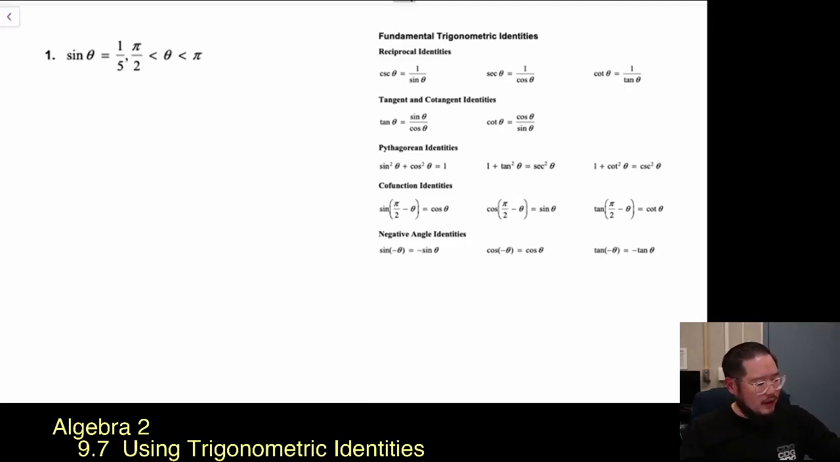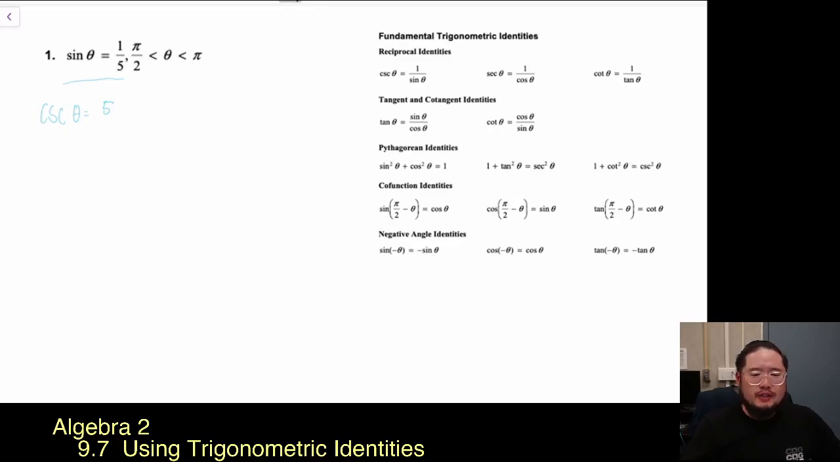Now, number 1 in the student journal asked to find the values of the 5 other trig functions of theta, because what they gave us right here to start off with is sine theta. So remember, the inverse of sine, hopefully we realize at this point, is cosecant. So I just need to take the inverse of it, and that's going to be 5 over 1, or just 5. So we have one of them down already.